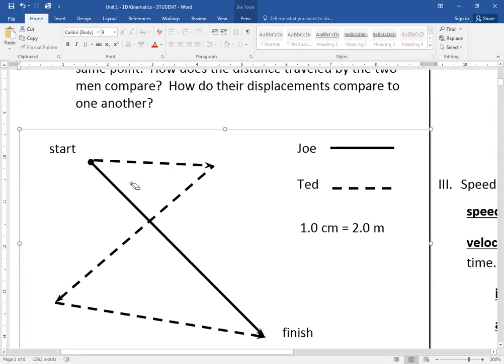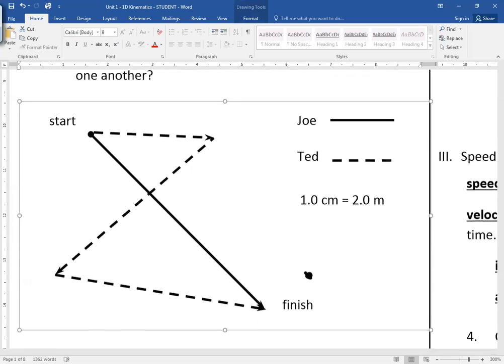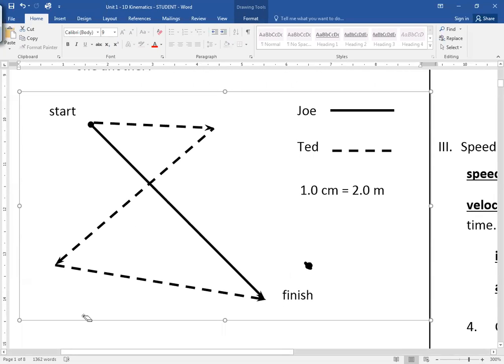Okay. So let's get a little more specific. Let's figure out the distance traveled by Ted. All right, I'm going to need a ruler for that. I'm going to break out my ruler. You guys should have a ruler, right?